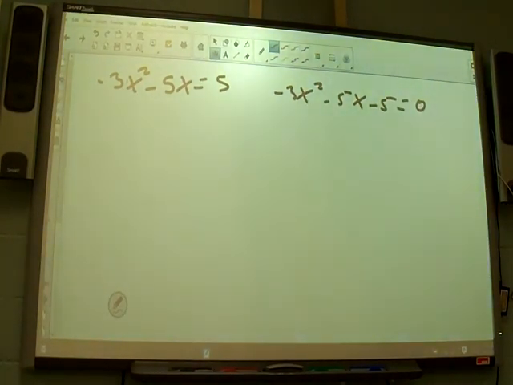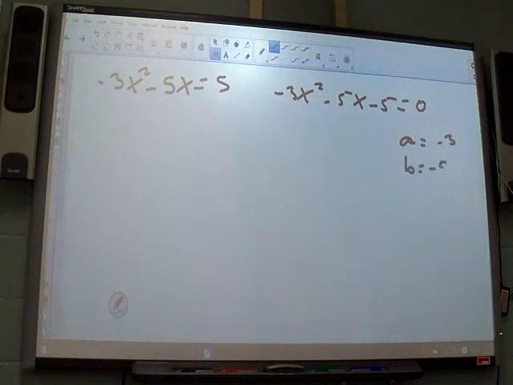I had some people add the 3x squared and add the 5x. So either way would work. The way Lady Jo did it, you only had to move one thing, so that was less work. So now, there's not a lot of choices for me on this. I would just be doing the quadratic formula for sure. So the way we set it up here, my A is negative 3, my B is negative 5, and my C is negative 5.